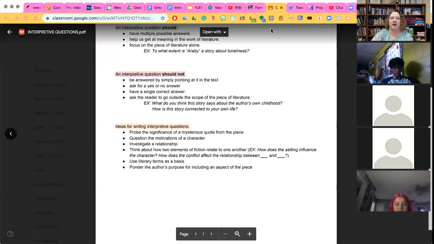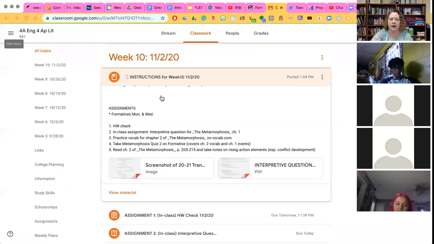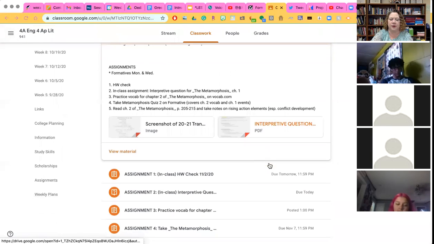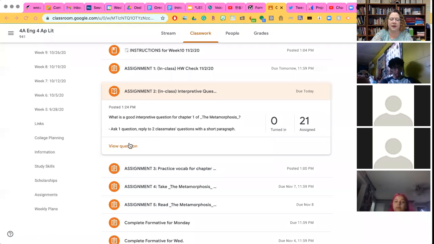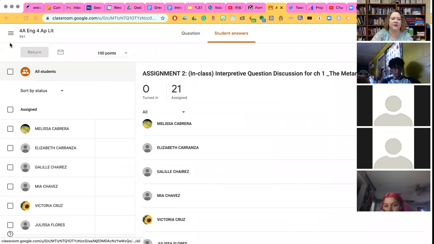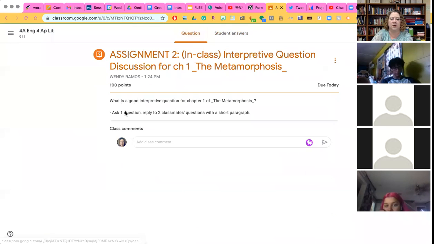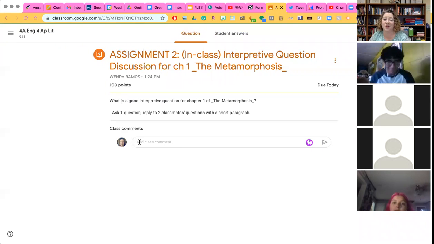So there's a guide sheet here. I put it in the wrong place. I'm gonna go back and fix it while y'all are working. But it's right here on the instructions. I meant to put it down here on the assignment. But what I want you to do is go to that assignment and you will see a spot for you to put in your answer. Your answer is going to be a question. Oh, that's confusing. So I want you to post an interpretive question.